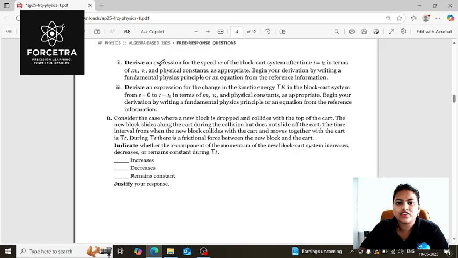Second part is saying: derive an expression for the speed Vf of the block-cart system after time t equal to t2 in terms of mc, vc and physical constants as appropriate. Begin your derivation by writing a fundamental physics principle or an equation from the reference information.